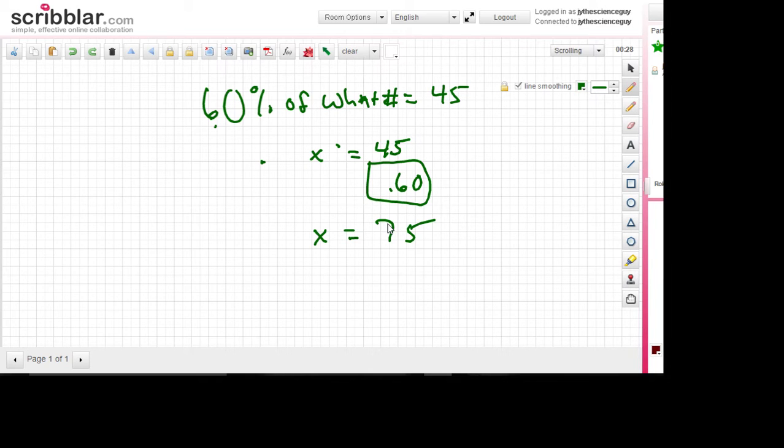So the numbers, 0.60. If the number is here, you multiply. If the number is there, you divide. By 45, and it would equal 75. That's how you figure out answers to other problems, by multiplying it and then doing it that way. So algebra is a rule of opposites.